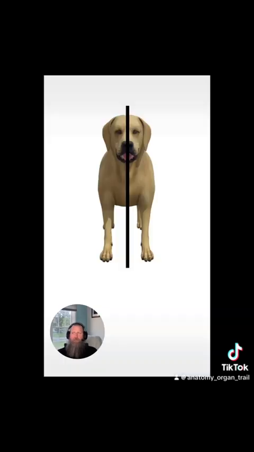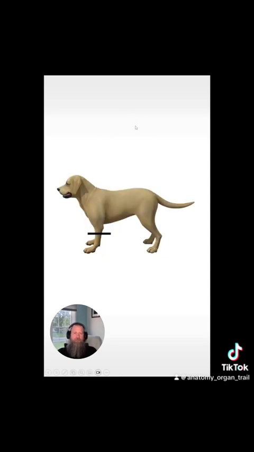Let's see how well you can do in a dog. Right, so here we have a dog, and this divides it into right and left parts. So again, this is going to be a sagittal section. This is going to be a mid-sagittal section because it divides it into equal right and left halves.